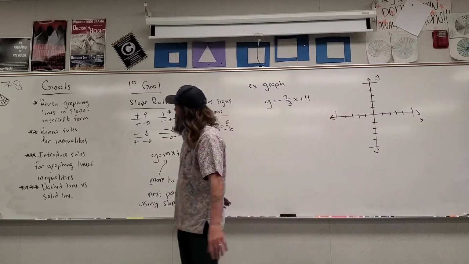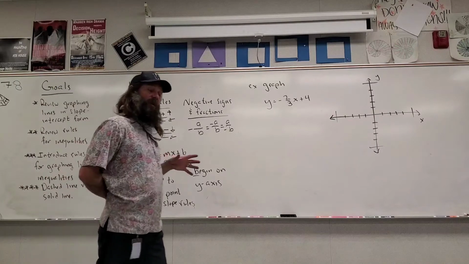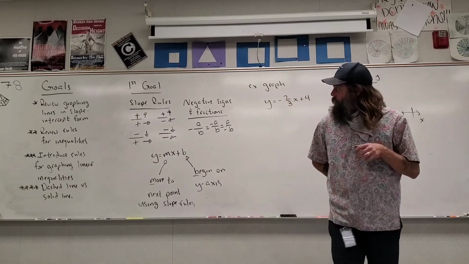So let's talk about our goals. Our first goal is to review graphing lines in slope-intercept form. Our second goal is to review rules for inequalities. Our third goal is to introduce rules for graphing linear inequalities. And our fourth goal is to compare dashed lines versus solid lines. So let's go ahead and jump into our first goal.